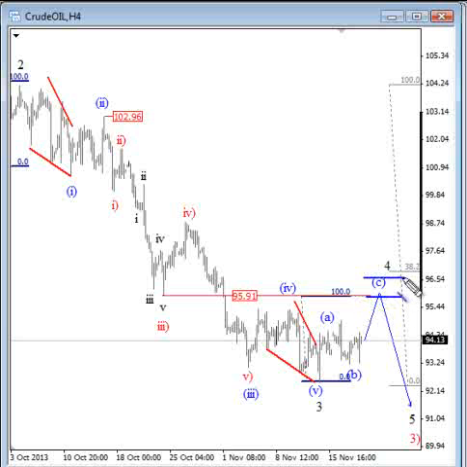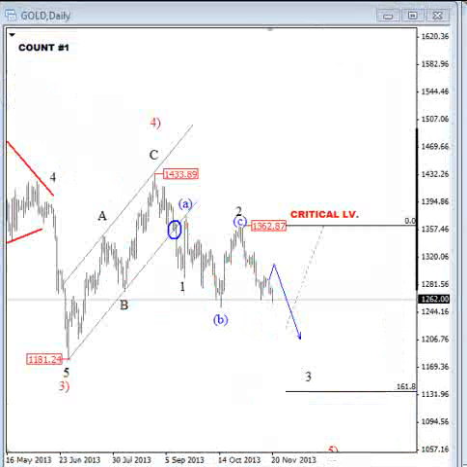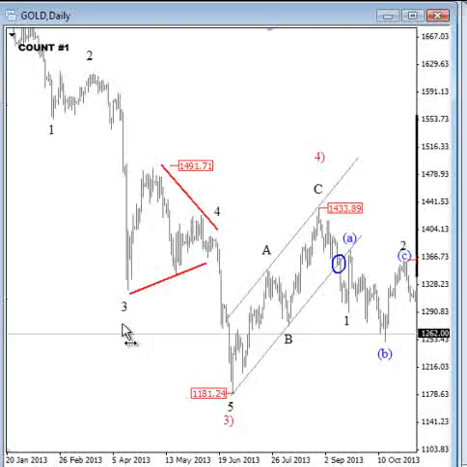So this is another reason from a technical perspective why this region could be very important for the next move to the downside, for the next sell-off on crude oil. Okay, and now let's take a look also at gold. On gold we are bearish.